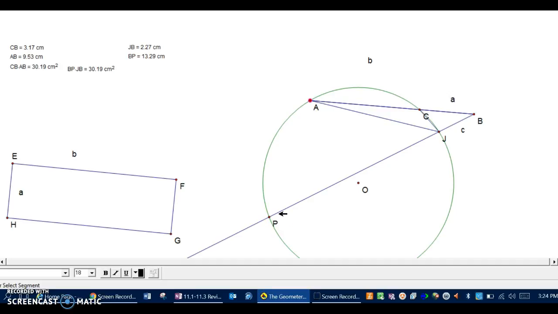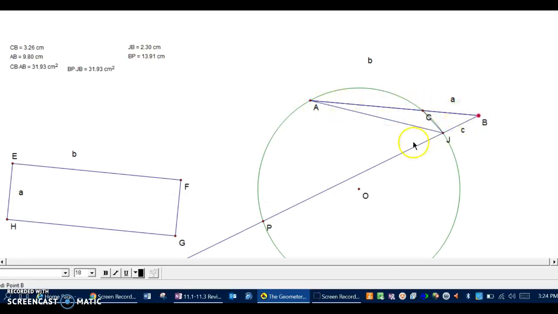So that uses the principle from before, that when you have a point outside of a circle, draw in two secants, then the length from this point to the circle multiplied by the distance from this to the other side of the circle is equal to the other product, BJ times BP.